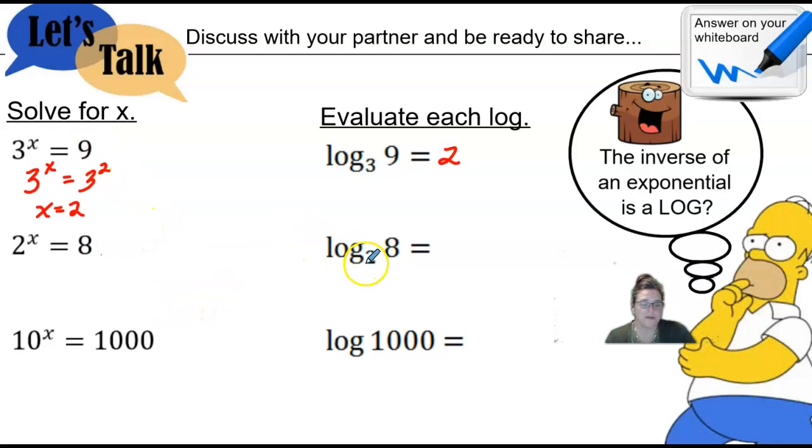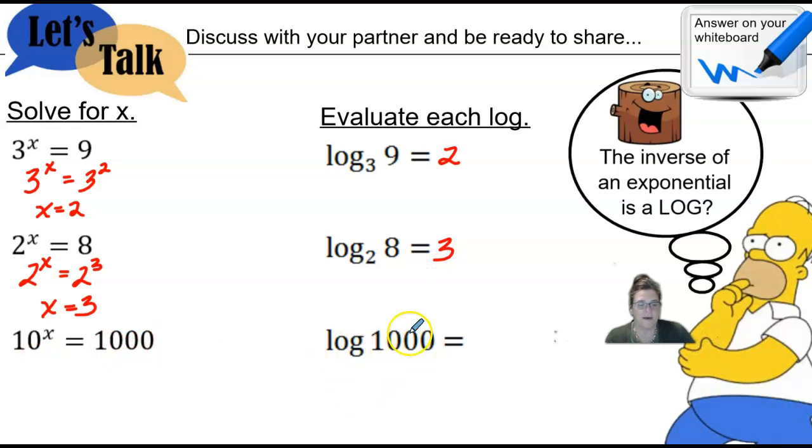So the log base 2 of 8 is asking us this question, 2 to what power is equal to 8? And if I rewrite my 8 as a base of 2, 8 is 2 to the third power, so the x is equal to 3, which means log base 2 of 8 is 3.